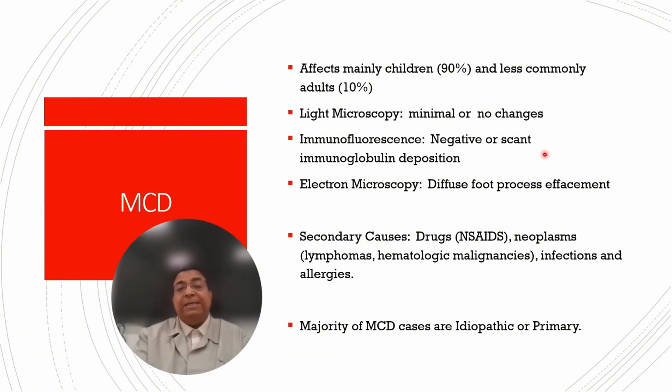Immunofluorescence will have negative or scant immunoglobulin deposition, and electron microscopy will have diffuse foot process effacement. Secondary causes of minimal change disease include drugs such as NSAIDs, neoplasms, typically lymphomas and hematologic malignancies, some infections, and allergies. The majority of minimal change cases are idiopathic or primary.